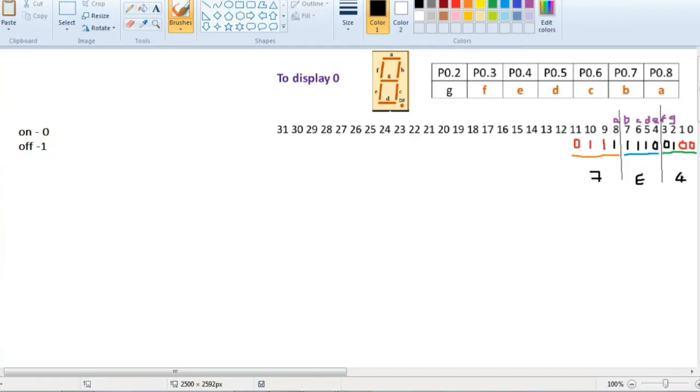Now observe the pattern here. The pattern is that in the last group you can see only one bit is getting changed. These three are constant. Only this 8 can be either 0 or 1. If it's 0, A is lighted. If it's 1, A is off.